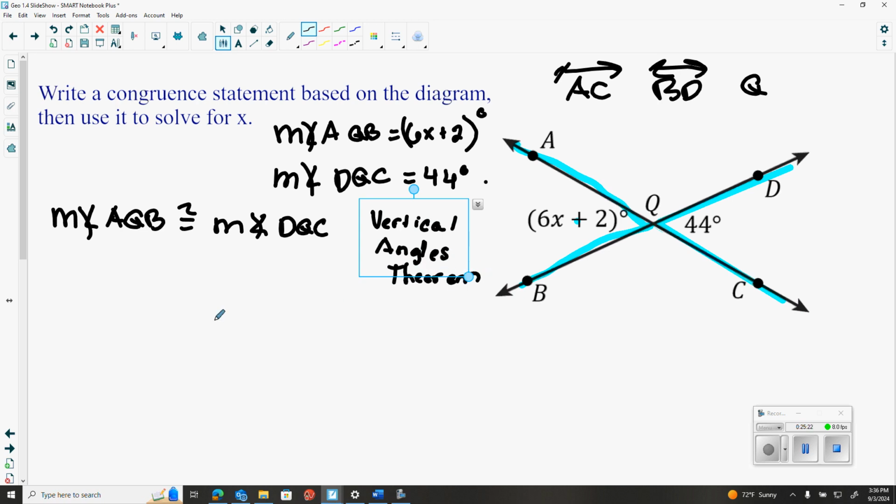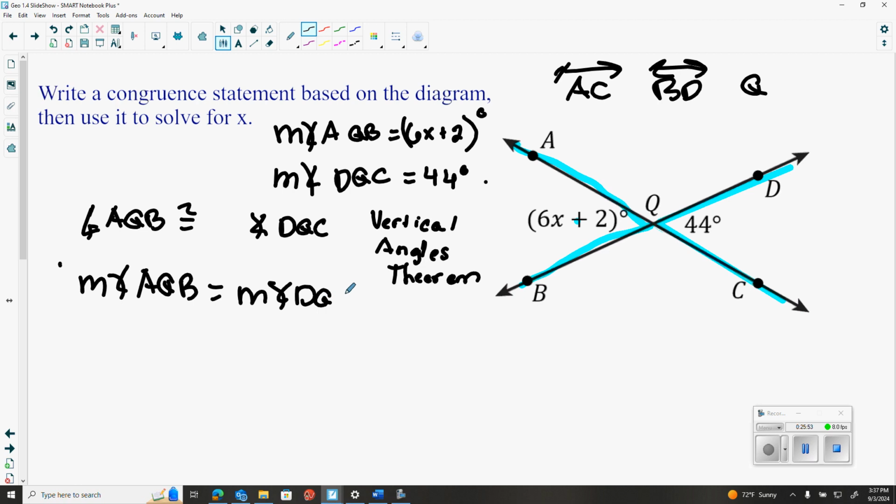So if I had a justification spot, okay? Now this is all we'll have from 1-3. If I know two things are congruent, I can say their measures are equal. Angle AQB is congruent to angle DQC, which means their measures are equal. So the measure of angle AQB is equal to the measure of angle DQC. That's just the definition of congruence. I'm shorthanding there.